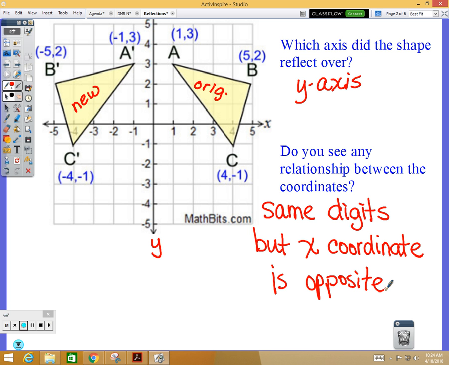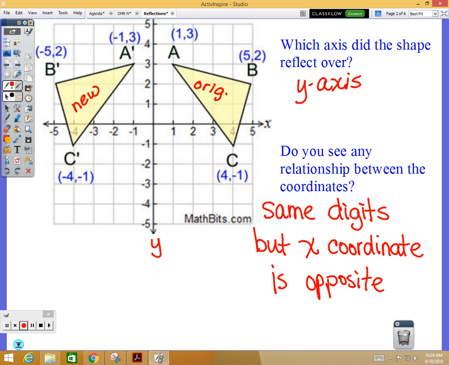So B and B prime, 5 and 2. B prime is negative 5 and 2, okay? And that's how it's always going to be for these. Same digits when you're reflecting across the y-axis. So you really want to add those words in that I wrote up here.